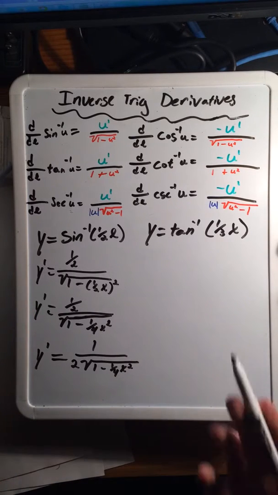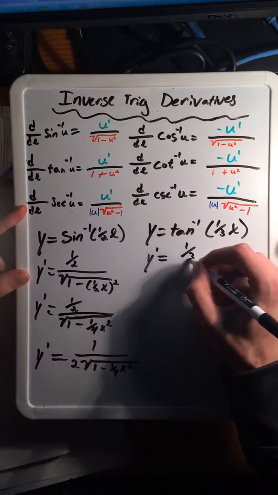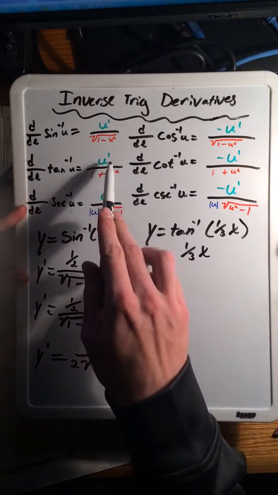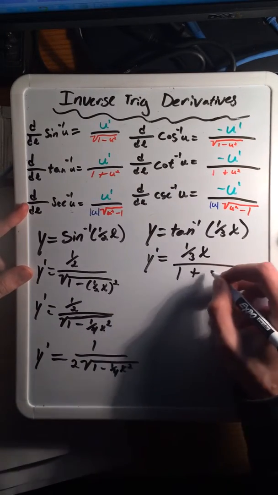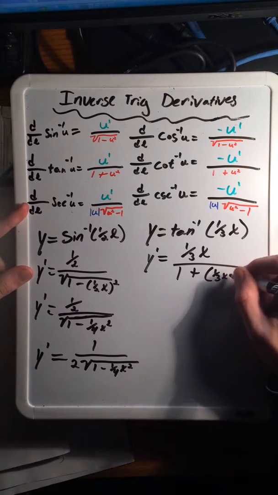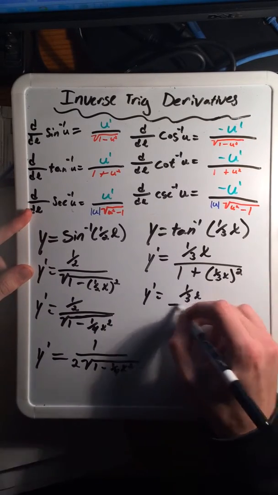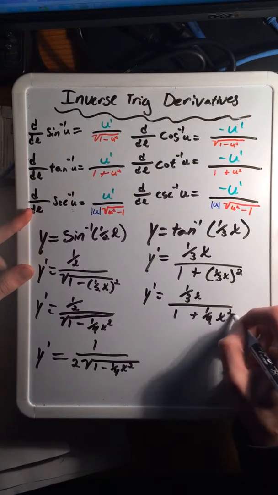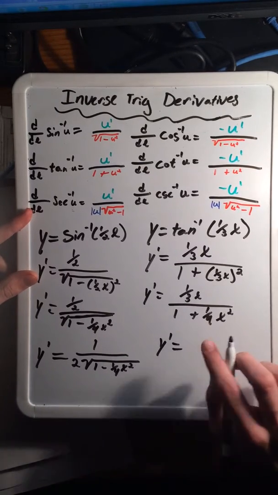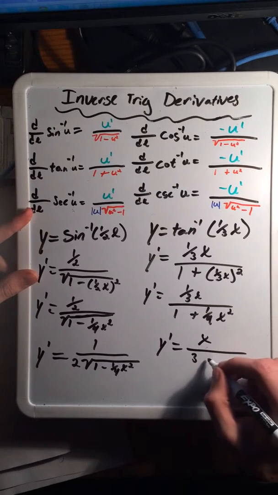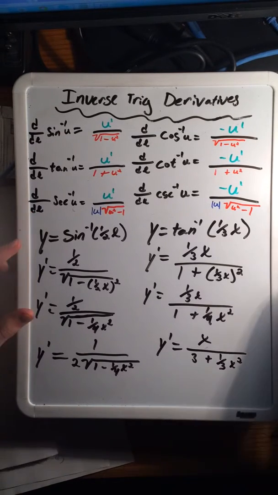So that's arcsine. Now I'm going to show you arctangent. For this one, y prime equals 1/3 x, because I'm using the formula u prime over 1 plus u squared. So 1/3 x over 1 plus 1/3 x squared. Now to simplify, y prime equals 1/3 x over 1 plus 1/9 x squared. Simplifying one last time, y prime equals x over 3 plus 1/3 x squared. So that's arctangent. Now I'll show you a couple other examples.